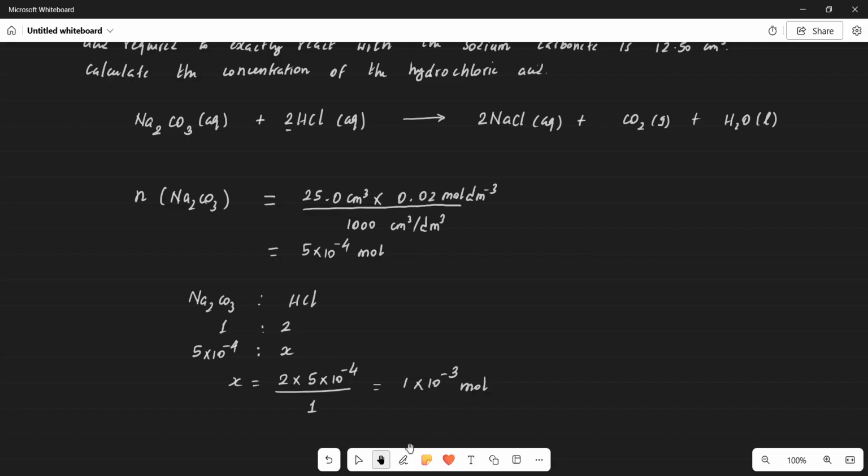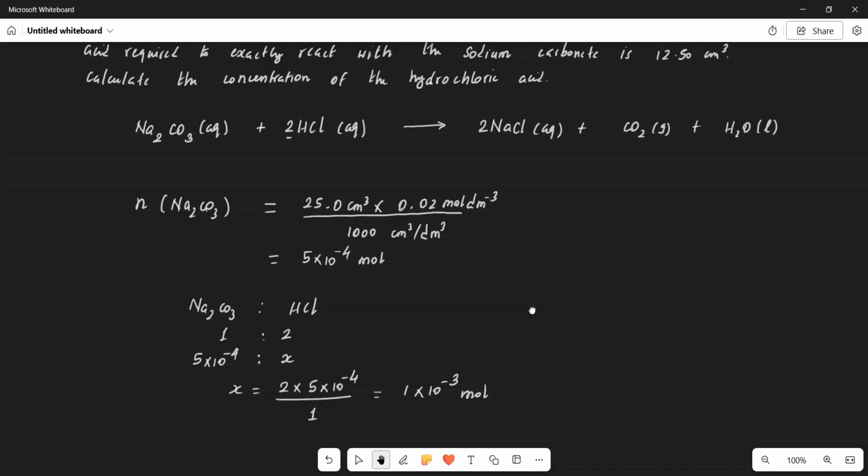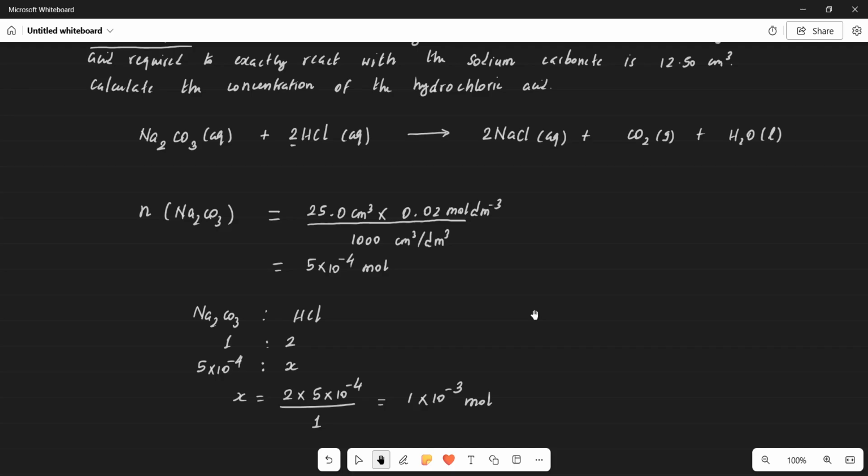So I got the number of moles of HCl reacting. I know the volume of HCl. The volume of HCl is given 12.5 centimeter cube. So if I want to get the concentration of HCl, the concentration of HCl is equal to number of moles by volume. Then the volume of HCl has to be converted into decimeter cube. So 12.5 divided by 1000, because 1000 centimeter cube is equal to 1 decimeter cube. So you are going to get 12.5 divided by 1000.